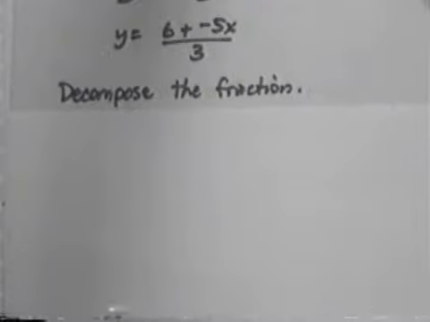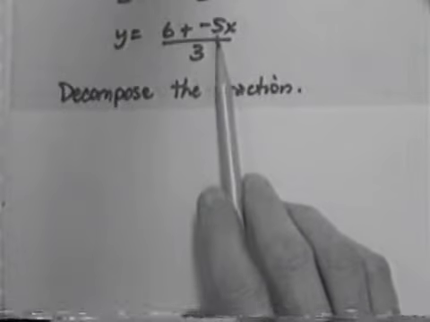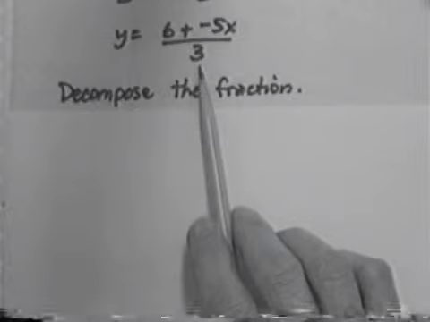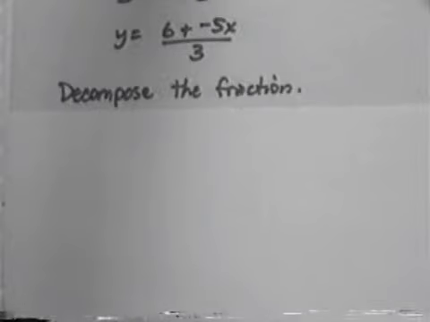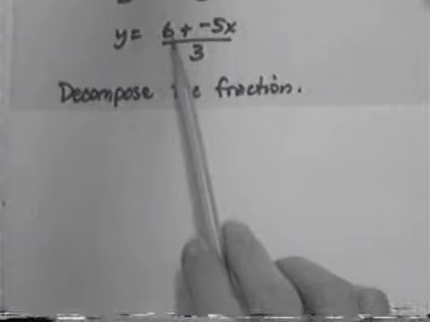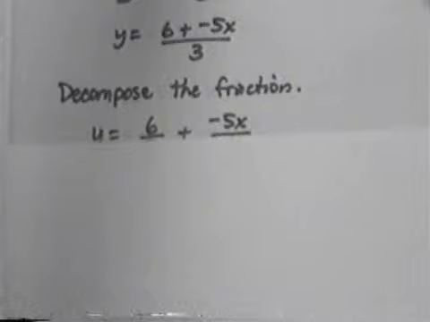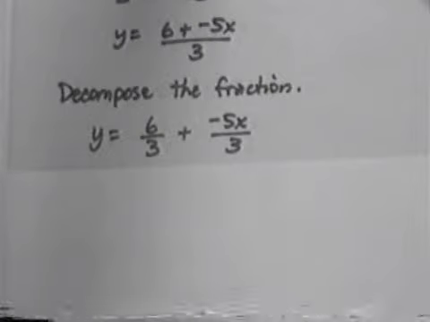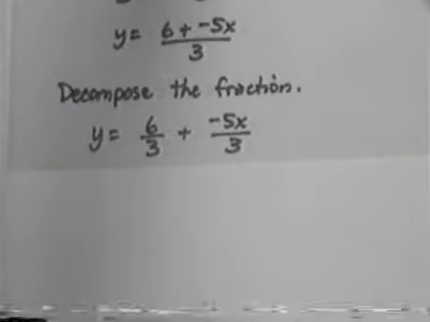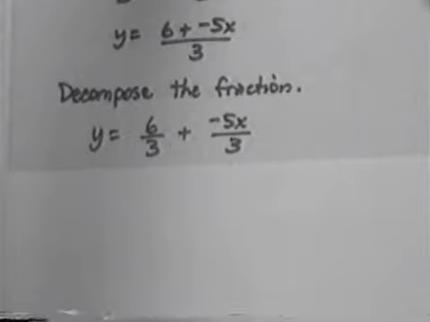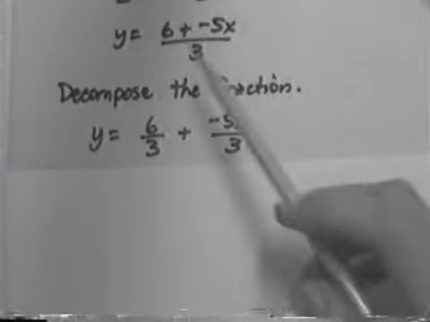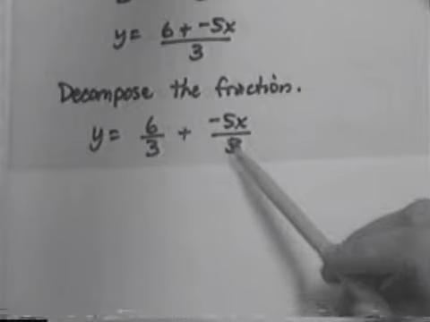What we can do is decompose the fraction. This may be a new concept. Our fraction has more than one term in the numerator, a single term in the denominator. We can decompose the fraction by writing each numerator term over the denominator. And so we'd write y is equal to 6 over 3 plus negative 5x over 3. We simply split it apart into two terms.